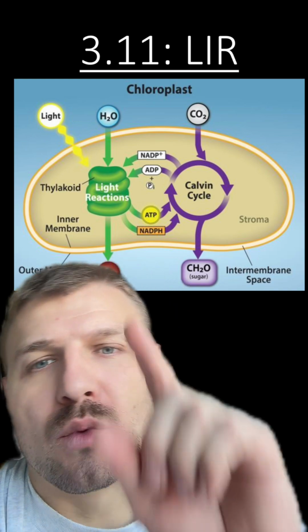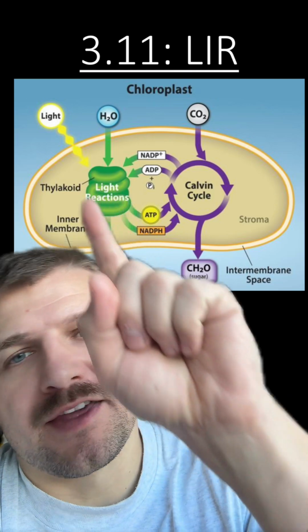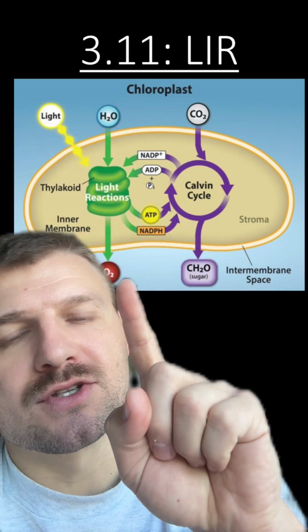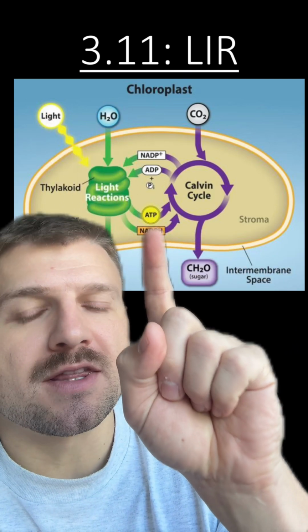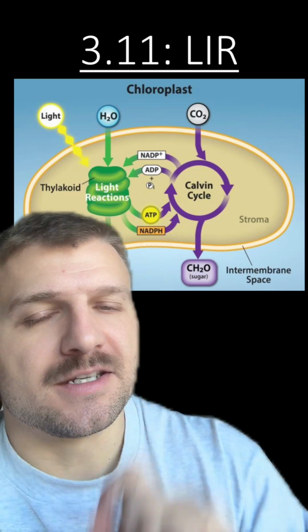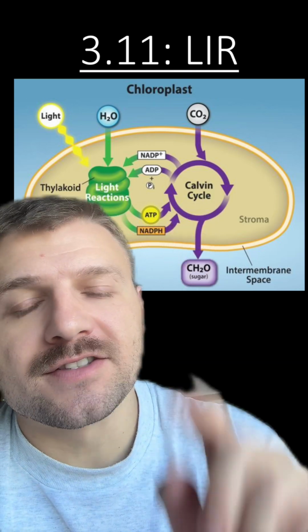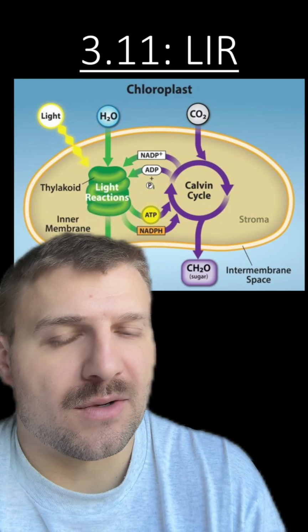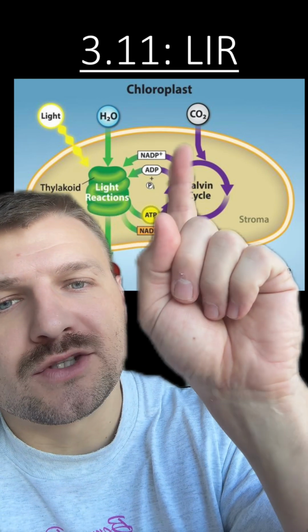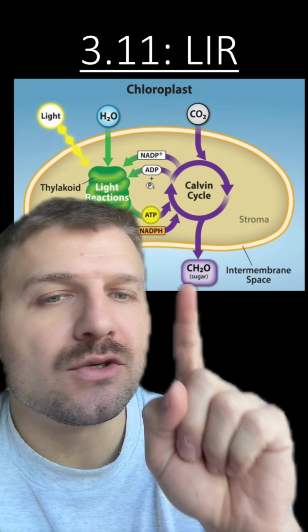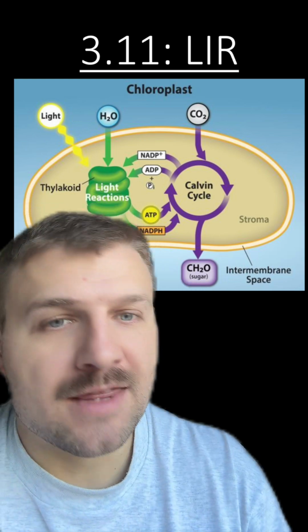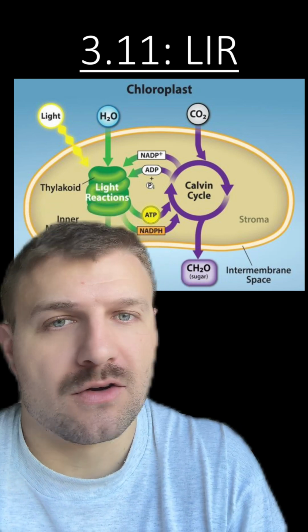We already reviewed what the light-dependent reactions are. They take in light and water and produce oxygen, but they also produce these products of ATP and NADPH. These two products are going to fuel and energize the Calvin cycle, otherwise known as the light-independent reactions. This is where we're going to take in CO2 and produce sugar molecules, and again, this occurs in the stroma of the chloroplast.